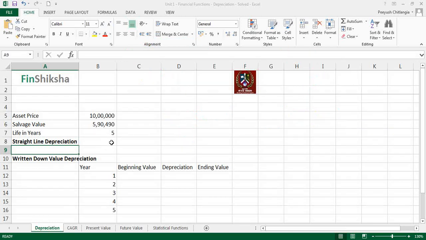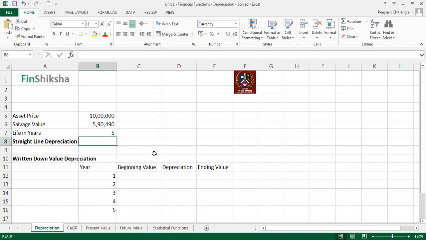Let's try and apply both of these using Excel. So let's look at straight line depreciation. Now we have an asset whose beginning value is given to us, which is the carrying initial cost, that's 10 lakhs. Salvage value is what we derive after we sell the asset, that's 5,90,490, and we say that useful life for us is 5 years. So a straight line method would essentially take the value from 10 lakhs to 590,490 equally spread across these 5 years.